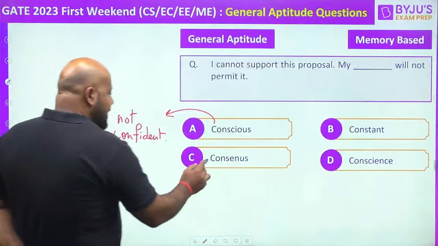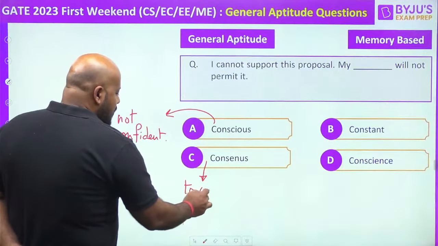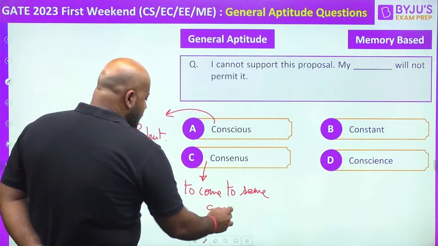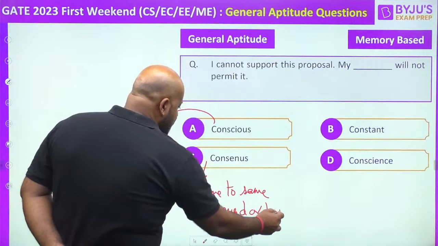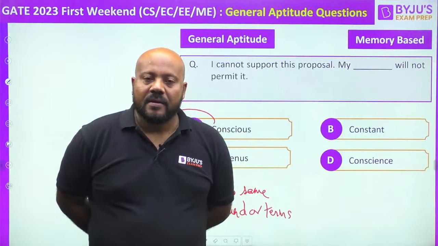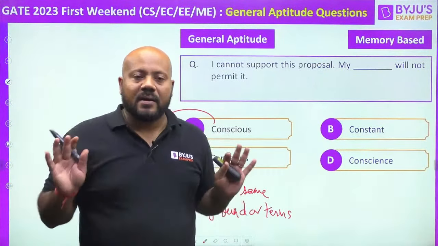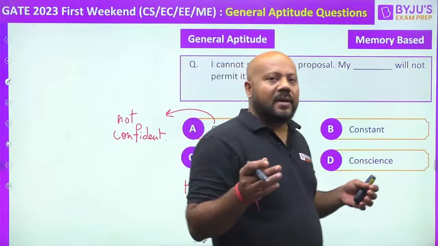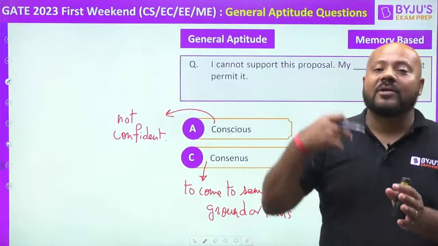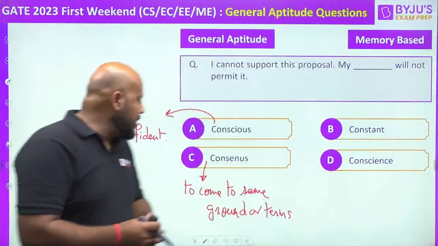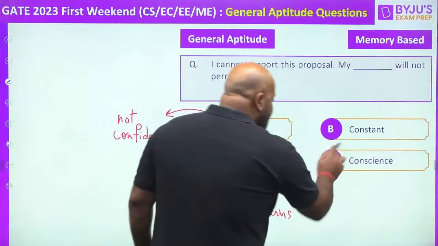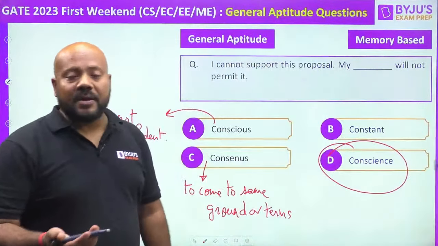Consensus means to come to the same ground or terms. For example, you and me start arguing on one particular subject. After some time, when we reach a conclusion, you will also accept it, I will also accept it. It means both of us have reached a consensus. Conscience, it means antaratma, zameer.